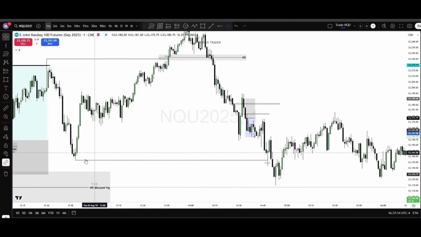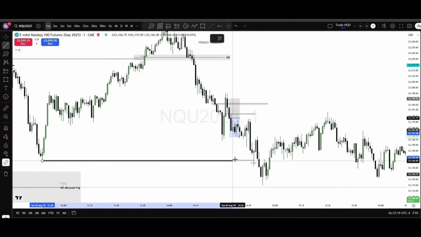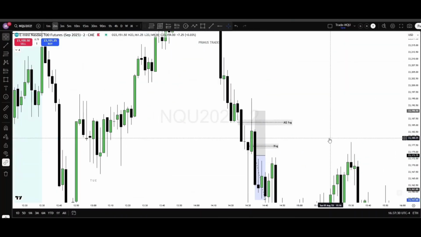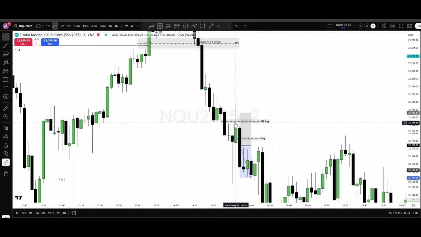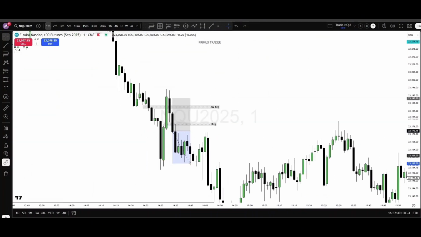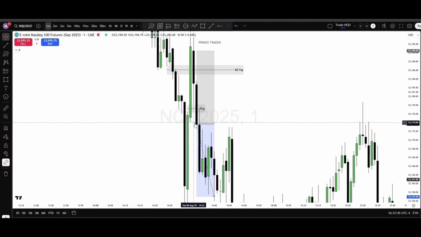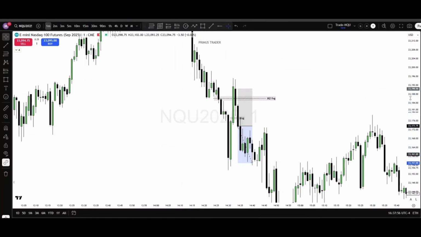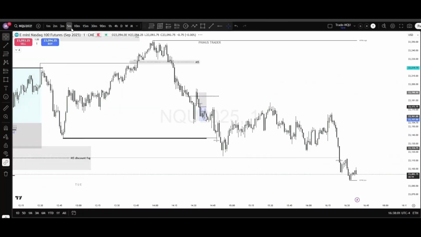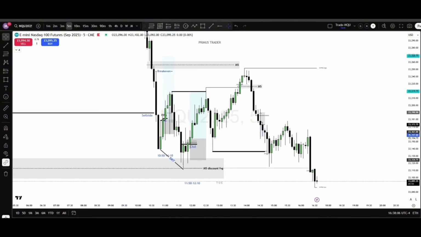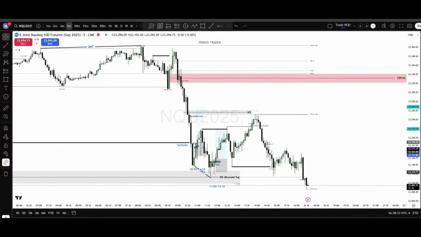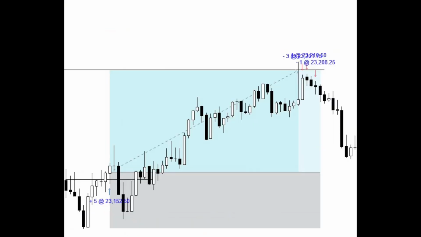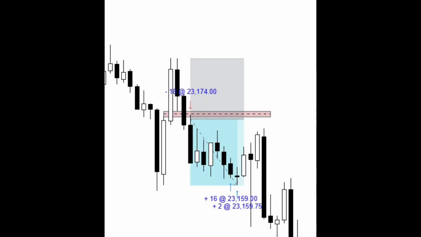However, we were disrespecting all the PD arrays lower, so I did flip the bias and started to look for shorts, as I thought the lunch low could be the draw. So tapping into here, the 2-minute fair value gap, followed by a 1-minute inversion, I entered, stop at the high, targeting a 1-to-1. I did manage to end the day in green after, even though I did have the wrong bias. These are the executions for all 3 of them trades.